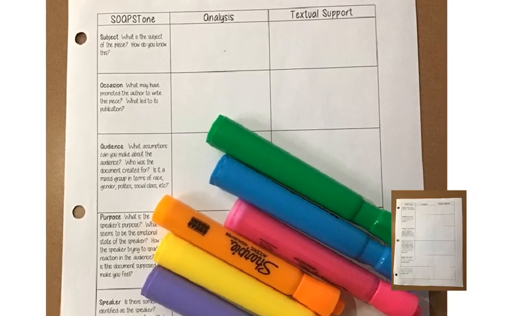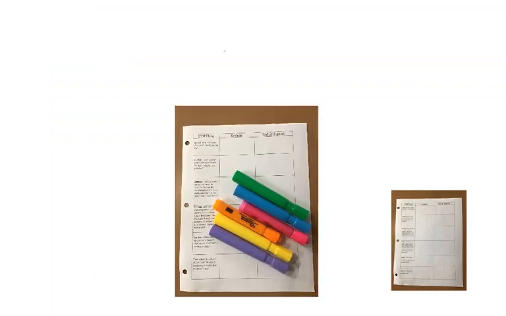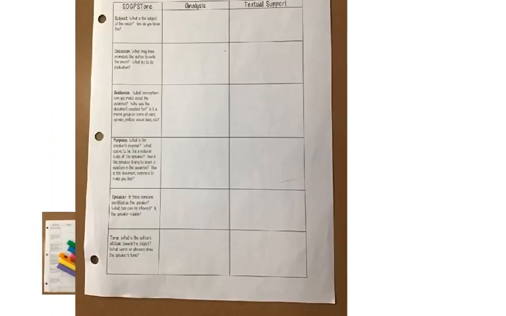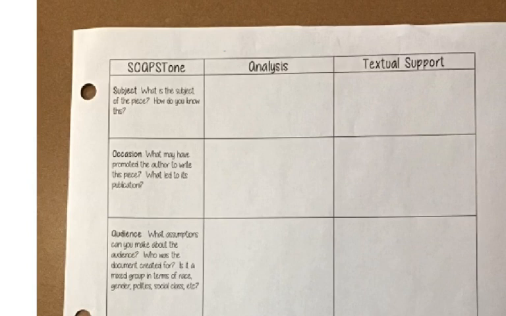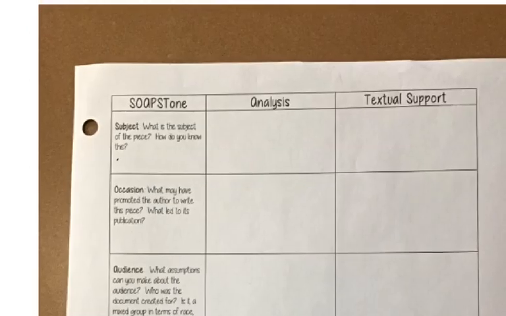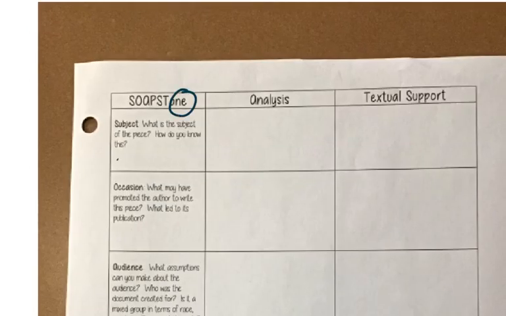to do a soapstone. So a soapstone basically is an acronym, and the S stands for subject, the O stands for occasion, the A stands for audience, and then if we move down a bit, you will see that the P will stand for purpose, and the S will then stand for speakers. The ONE, that part does not stand. That's not part of the acronym.